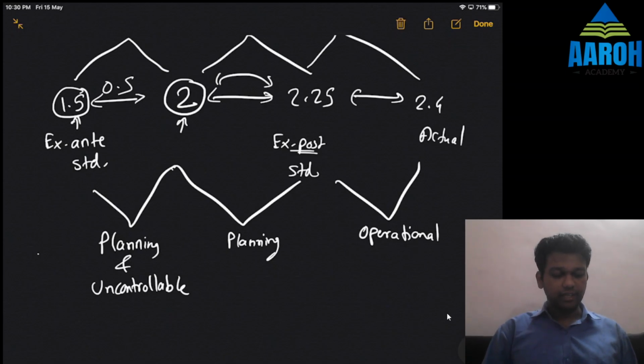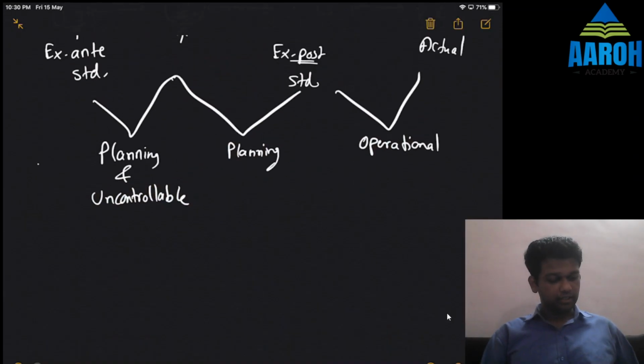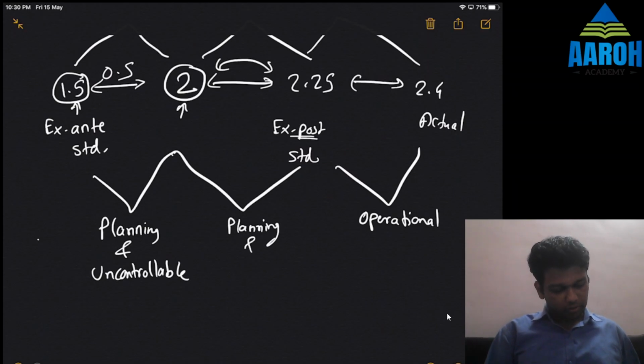But this was definitely in our control. If we had selected the correct material, if we had selected PD instead of PG, we could have got everything at 2 rupees instead of 2.25 rupees. So this was purely controllable.